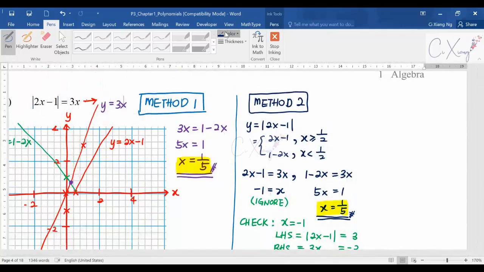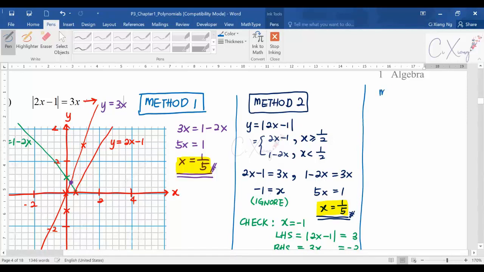Then now we can proceed to method number 3. Then later on I tell you which is the method I usually use. So for method number 3, square both sides, right? When you want to square both sides, it is the same thing also. You are having 2x minus 1 equals to 3x.